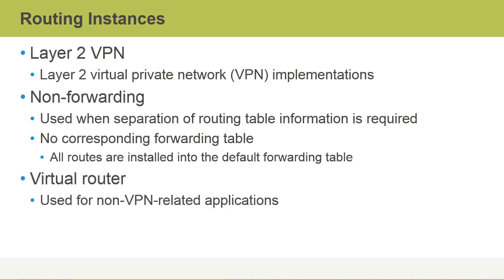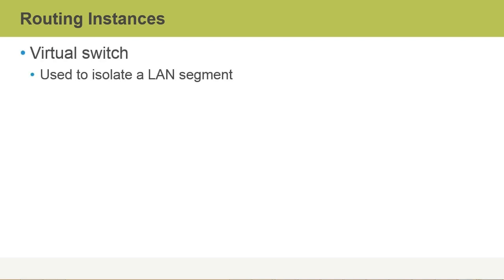We also have a virtual router routing instance type, which is used for non-VPN related applications. Another example of a routing instance type is a virtual switch routing instance type, and this routing instance type is used to isolate LAN traffic and create LAN segments.